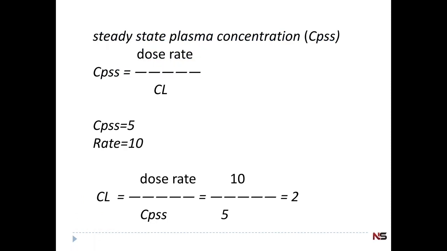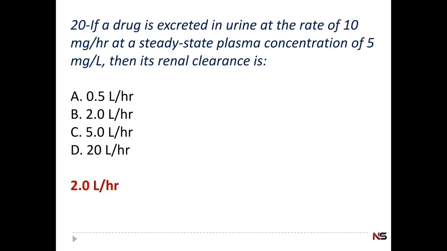We know this equation: steady state plasma concentration CPSS is equal to dose rate divided by clearance. Here in the question, CPSS is equal to 5 and the dose rate is equal to 10. So clearance is equal to dose rate divided by CPSS. Just substituting the values, 10 by 5 is equal to 2. The answer becomes 2, so in the options there is 2 liter per hour.